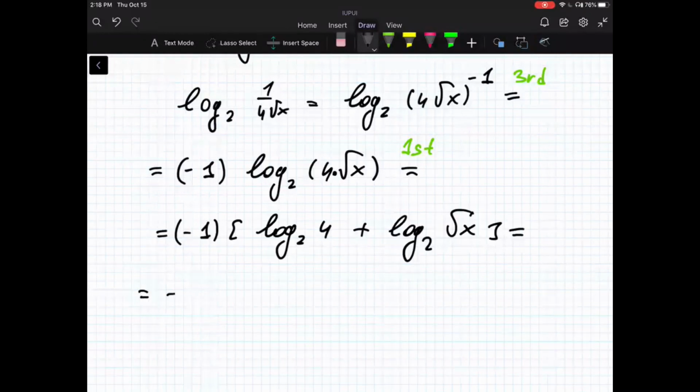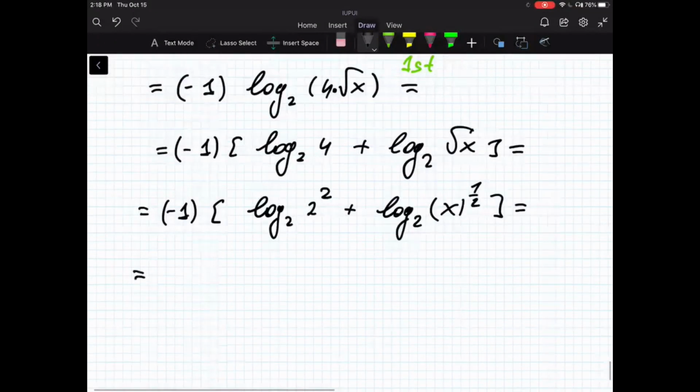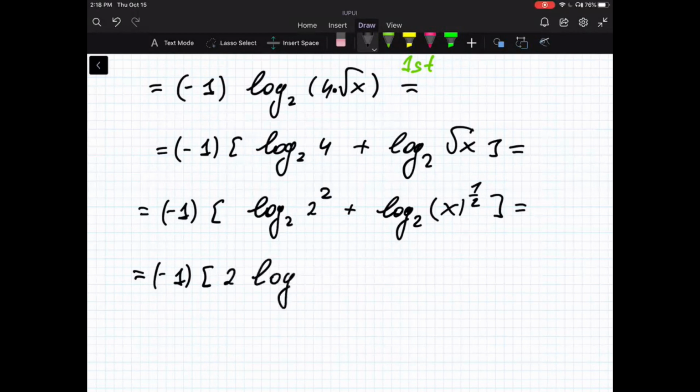Because -1 is a common factor. Logarithm, what is 4? 4 is 2 to the power 2, plus logarithm 2, and square root of x is the same as x to the power 1/2. And now it gives me -1. Logarithm, again, I can put 2 in front of the logarithm using the third property.